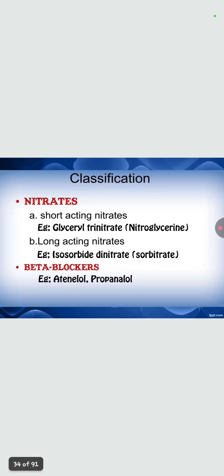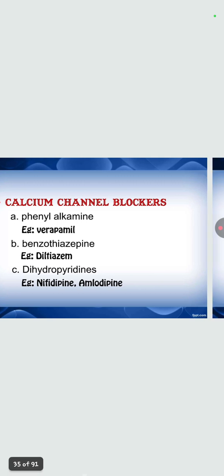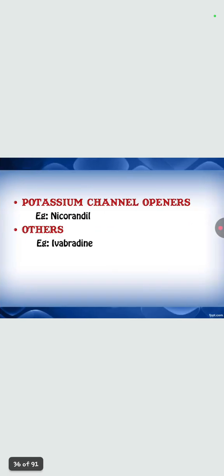Classification of the drugs used in angina condition are nitrates, short-acting nitrate like nitroglycerin, long-acting nitrate like isosorbide dinitrate, beta blockers atenolol and propranolol, calcium channel blockers: phenylalkylamine verapamil, benzothiazepine diltiazem, dihydropyridine nifedipine and amlodipine, potassium channel opener like nicorandil and another is ivabradine.